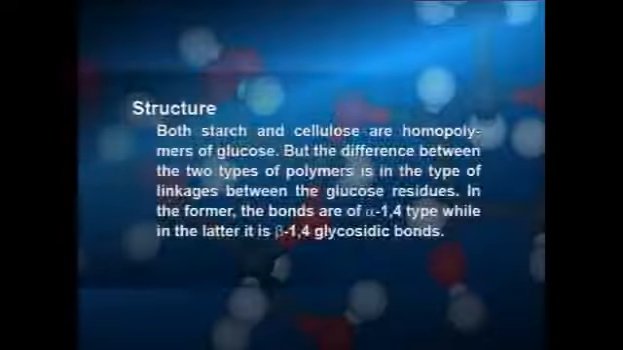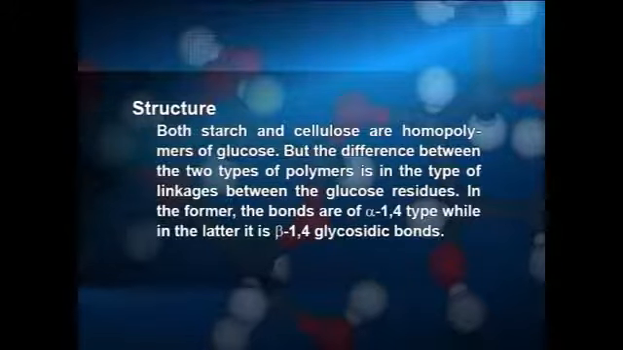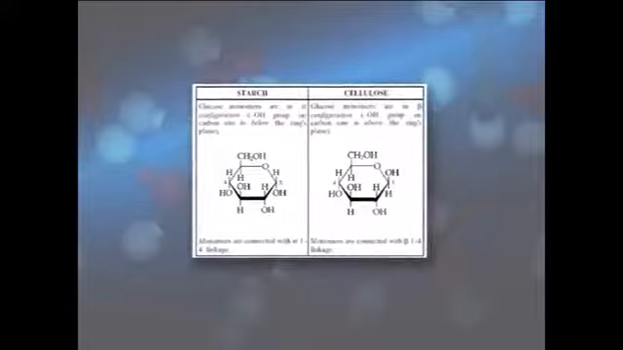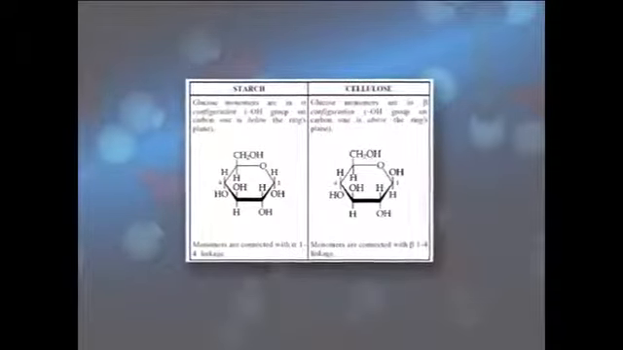Let us now look at the structures and functions of cellulose molecules. Both starch and cellulose are homopolymers of glucose, but the difference between the two types of polymers is in the type of linkages between the glucose residues. In the former, the bonds are of alpha-1,4 type, while in the latter, it is beta-1,4 glycosidic bonds. We can look at the differences between the two molecules in the accompanying table.